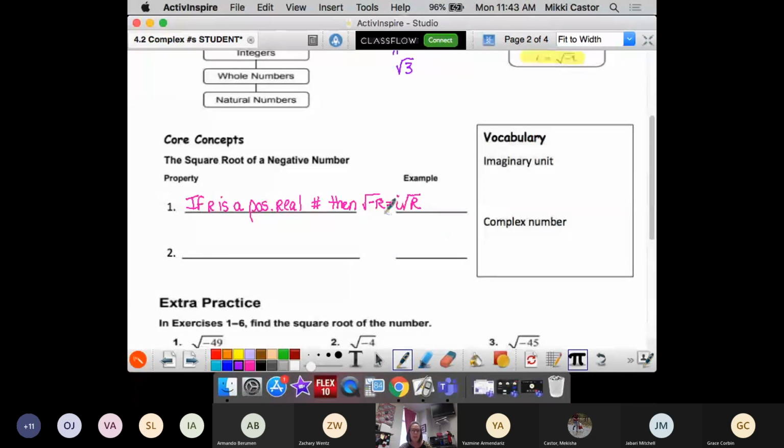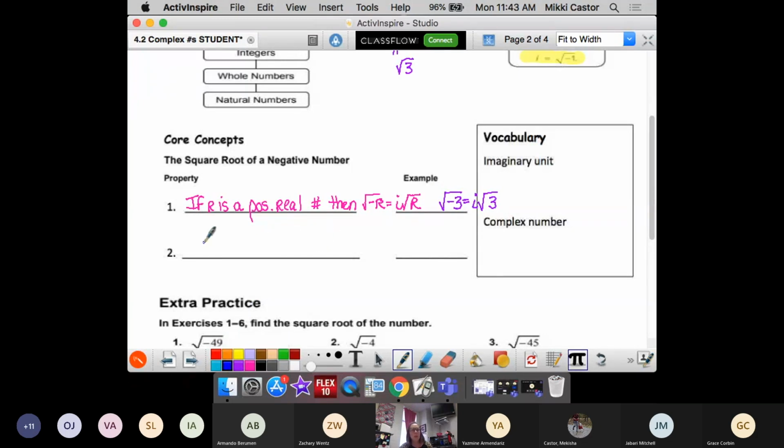Basically all I did there was take the negative out from under the square root symbol and make it an i outside the root. A numeric example: the square root of -3 would be equivalent to i times the square root of 3. The negative comes out and turns into an imaginary.